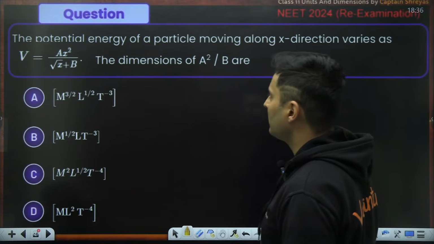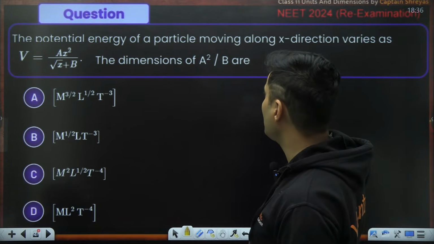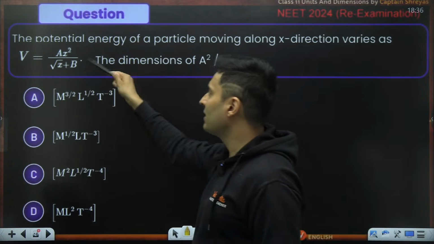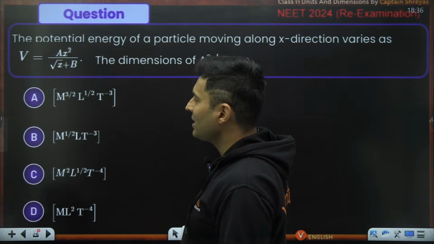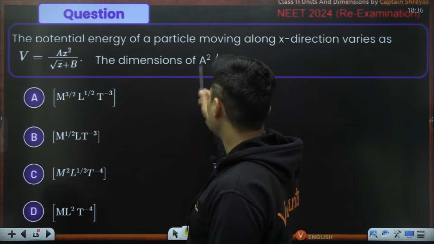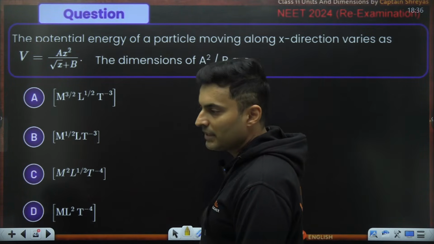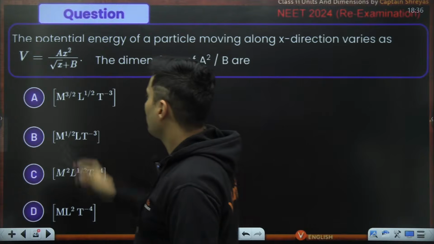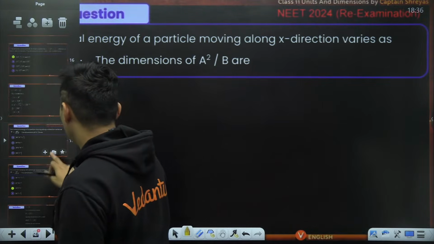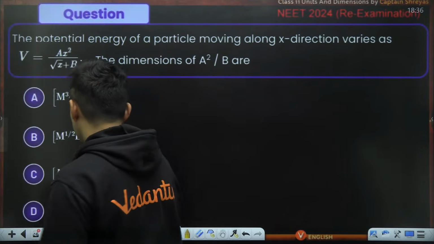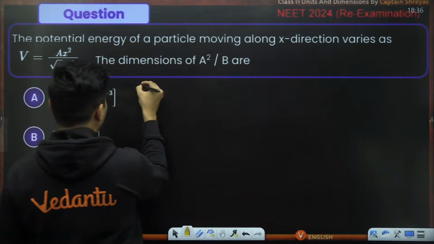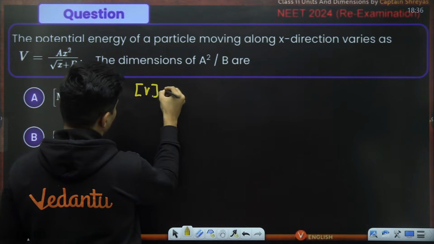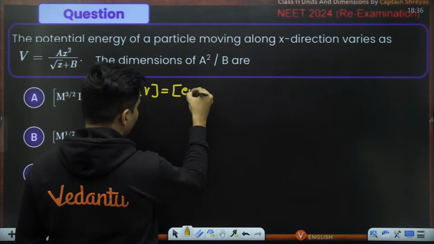Okay, let's try this. This was for the potential energy of a particle. Some a x squared plus root x plus b, something like that, is given. The question is, find the dimensions of a squared by b. How do you do it? First of all, let me calculate on the sidelines. What is the dimensional formula for energy?